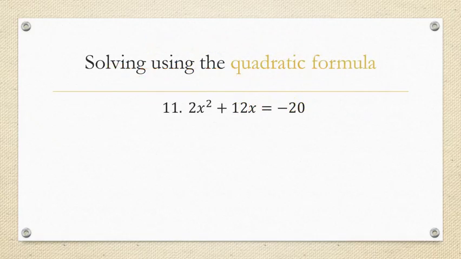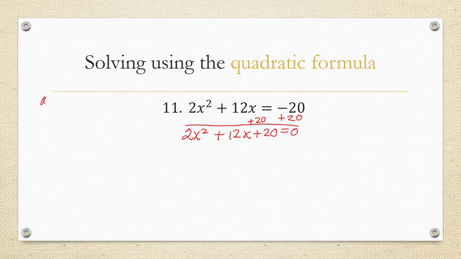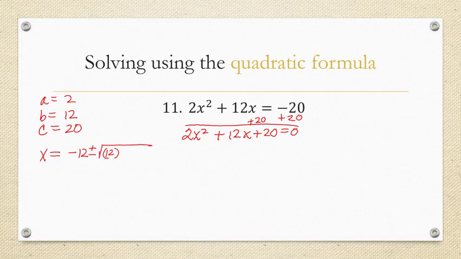Okay, let's do this one. Again, it isn't set equal to 0. So we're going to add 20 to both sides. You've got to get the equation, guys, equal to 0. Okay, A is 2, B is 12, C is 20. Okay, here we go. X equals negative B plus or minus the square root of B squared minus 4 times 2 times 20 for AC, all divided by 2 times 2.